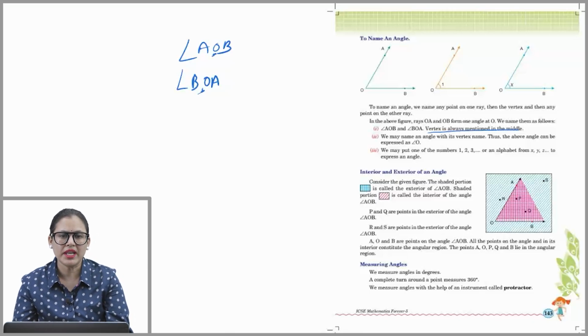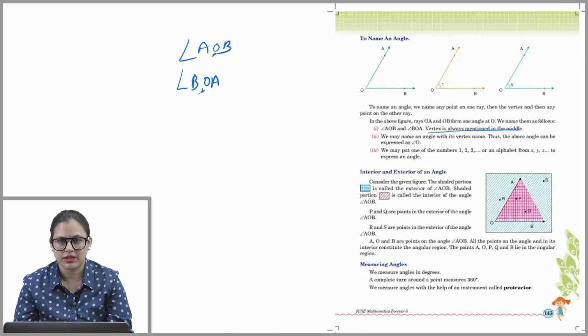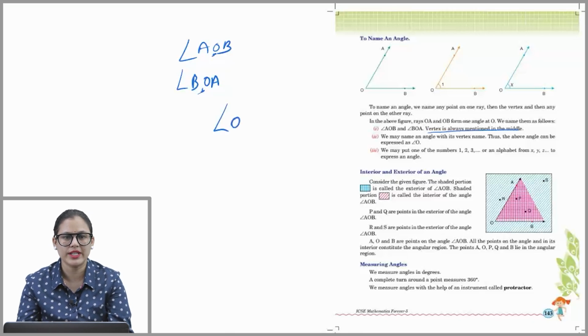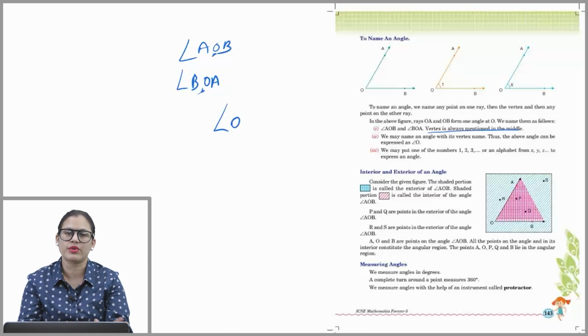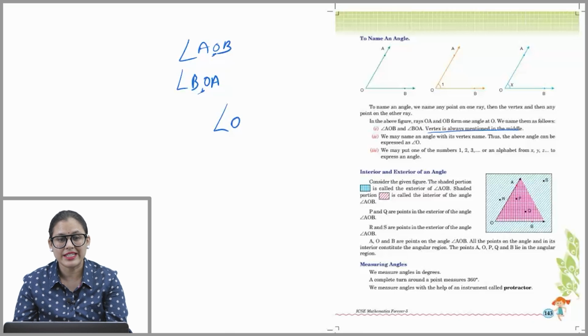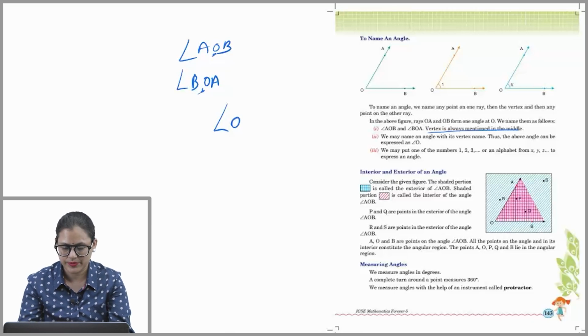Number 2, we may name an angle with its vertex name. Thus, the above angle can be expressed as angle O. Third, we may put one of the numbers 1, 2, 3 or an alphabet from X, Y, Z to express an angle.